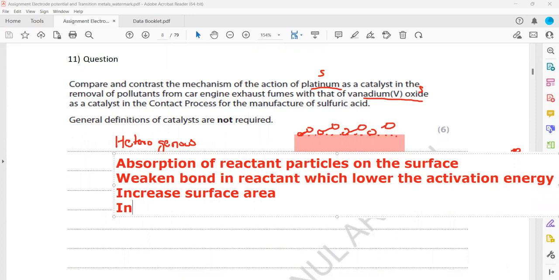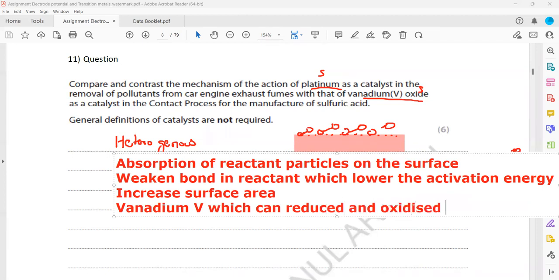And in the case of vanadium oxide, what can happen? Vanadium pentoxide, so it's a pentoxide, so it's vanadium plus 5. So it can be reduced and oxidized, because it has vanadium 5, in the contact process.